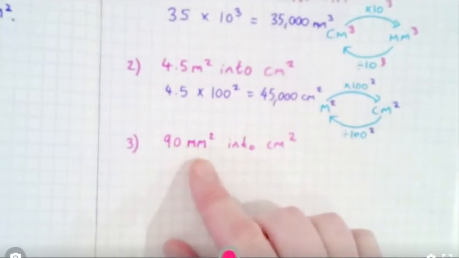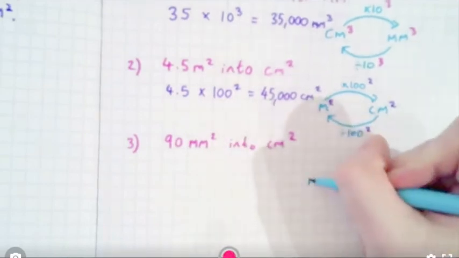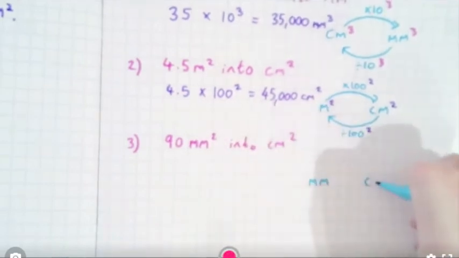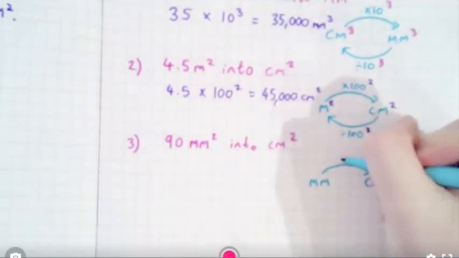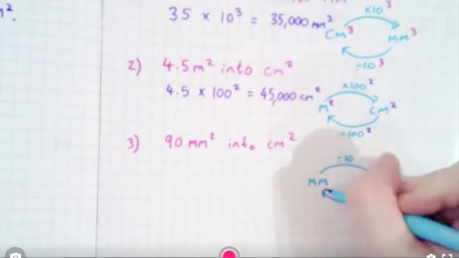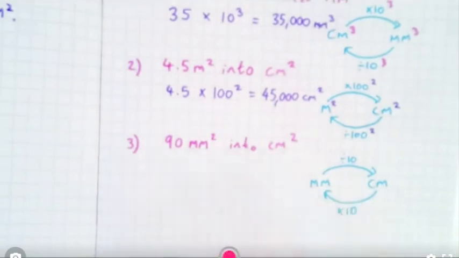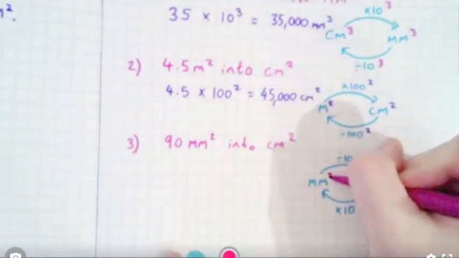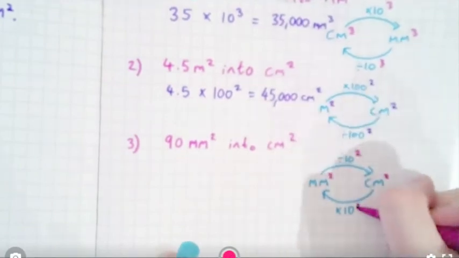Great. Right, last one, and then I'm going to give you a couple to try. 90 millimeters squared to centimeters squared. So again, I'm just going to do my flow diagram. I don't want to make any mistakes here. So from millimeters to centimeters. Well, the normal conversion, because I get less millimeters for my centimeters, I would divide by 10. And to get the other way, I would times by 10. But again, we're not doing millimeters to centimeters. We're doing millimeters squared to centimeters squared. So millimeters squared to centimeters squared means we divide by 10 squared, or times by 10 squared.